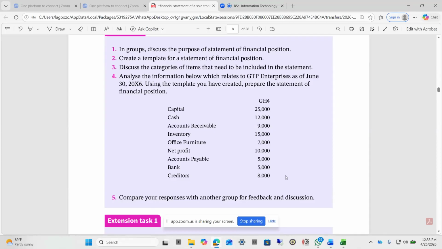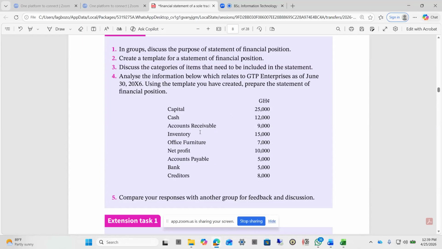Analyze the information below which relates to GTP Enterprises as of June 30th, 2026. Using the template you have created, prepare a statement of financial position. The capital is 25,000, cash 12,000, accounts receivable 9,000, inventory 15,000, office furniture 7,000. Net profit of the business is 10,000. Accounts payable is 5,000. Bank 5,000. And creditors 8,000. So the question again is to analyze the information below which relates to GTP Enterprises.